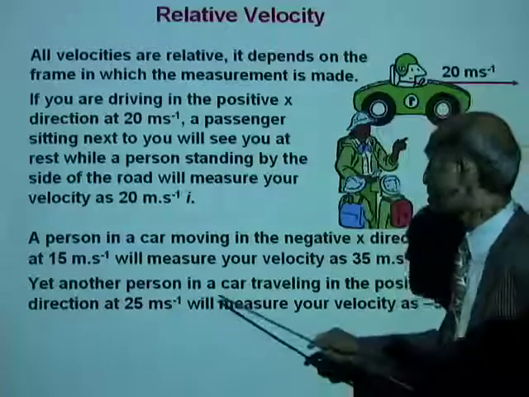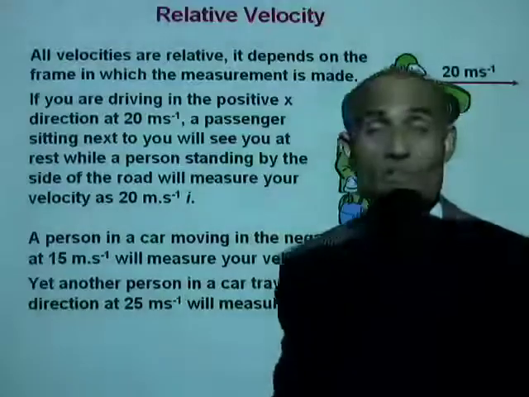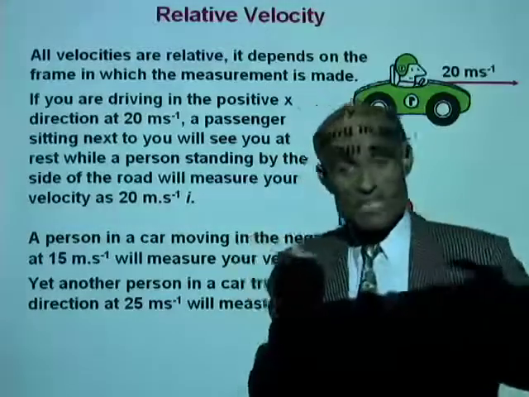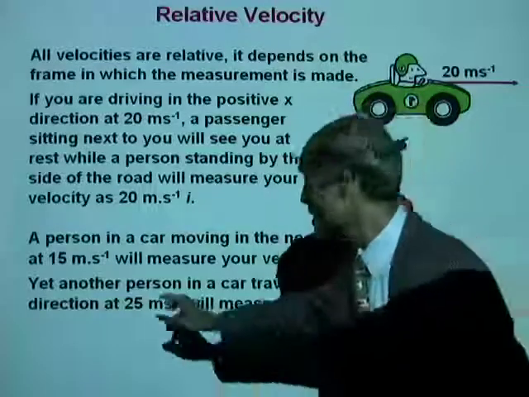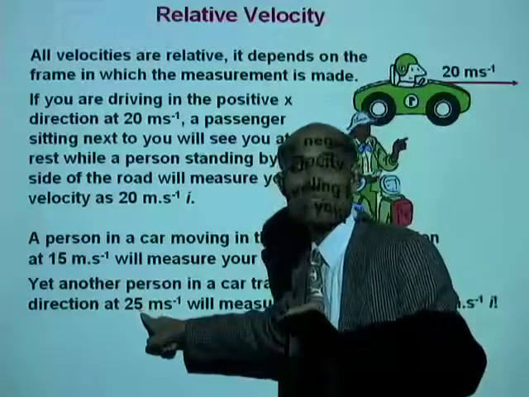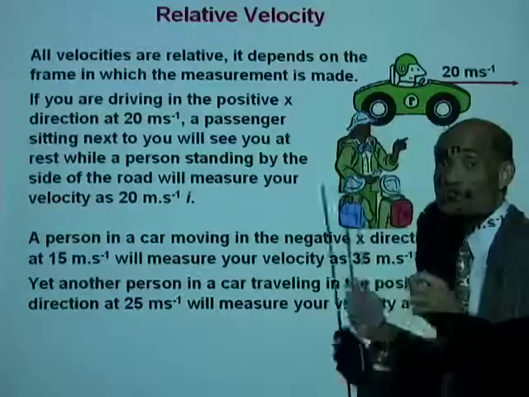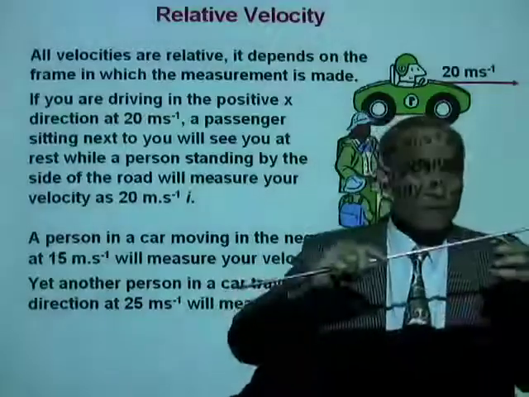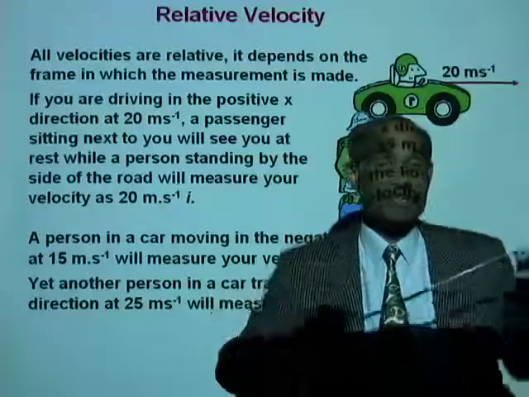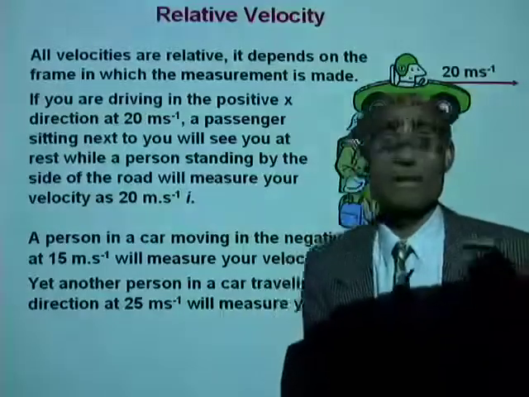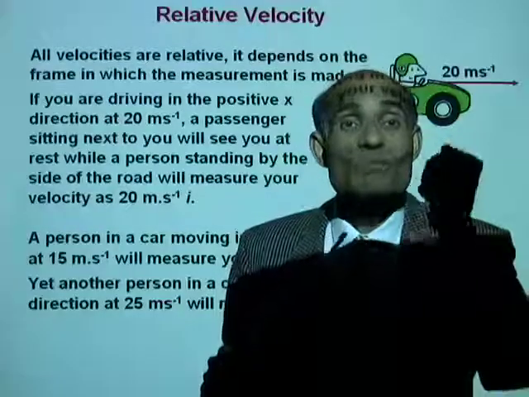Yet another person in a car traveling in the positive x direction. Suppose there is a third car that is passing you in the same direction, and he is moving at 25 meters per second. You see, your velocity is 20 meters per second, and the car that is passing you is passing at 25 meters per second. Now tell me, if that person measures your velocity, what will be your velocity?